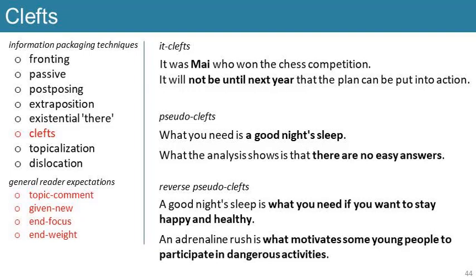The it cleft explicitly sets the topic of the sentence and gives it focus. It reverses the given-new expectation. The pseudo-cleft sentence conforms to the given-new principle and places the focus on the element at the end. The reverse pseudo-cleft has the WH clause at the end of the sentence and usually conforms to the principle of end weight.